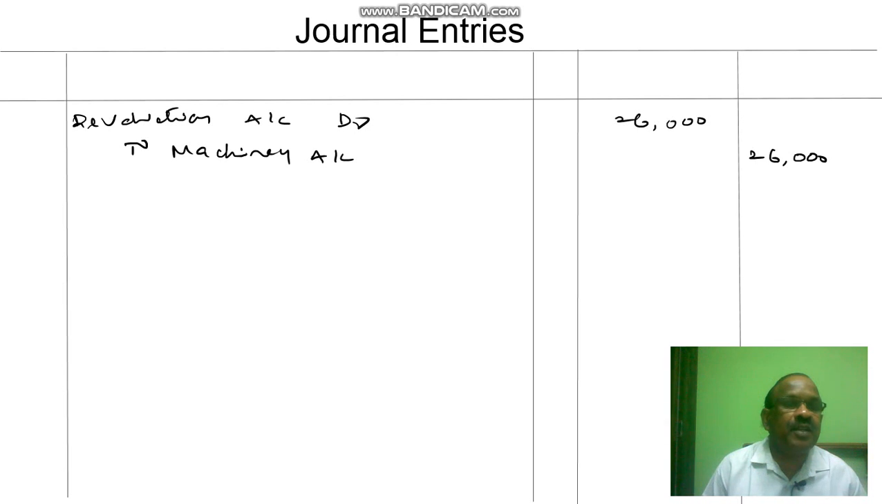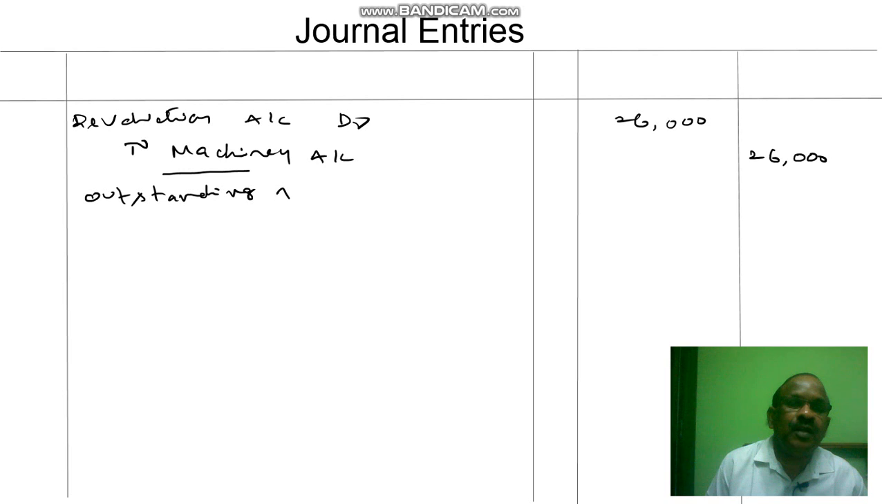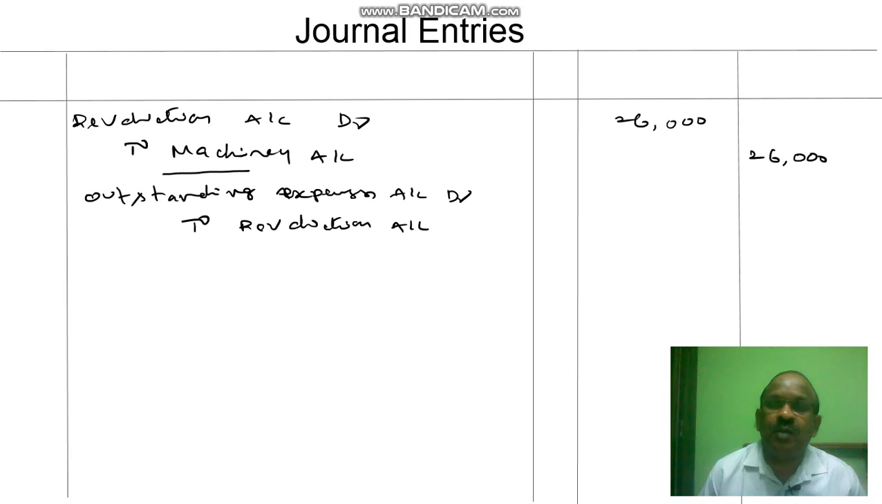Next is outstanding expenses. It is decreased, so it will be credited in the revaluation account. Outstanding expenses account debit to revaluation account. Here the amount is 10,000. So these are the general entries.